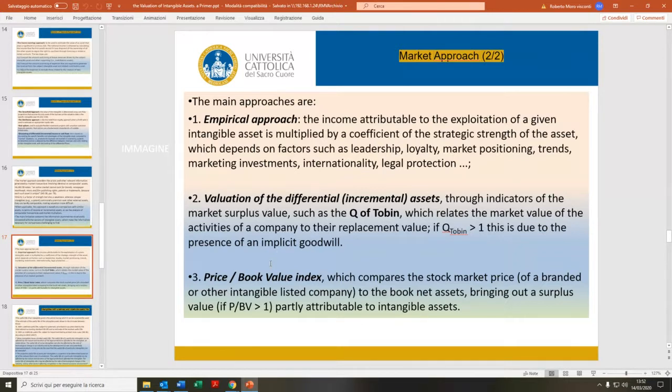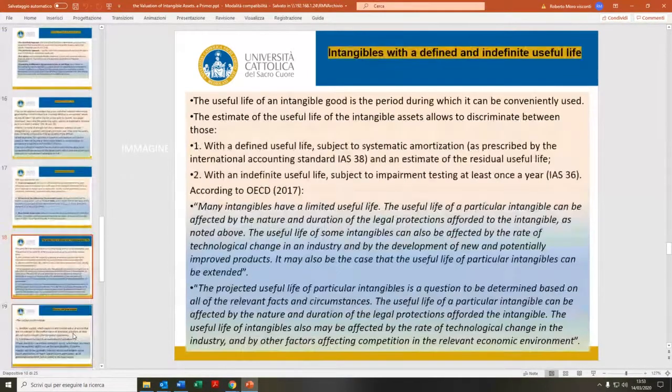So let's say that a company with a patent has a book value of equity of 100, and the market value of equity is again, like in the previous example, 180. So the Tobin Q is 1.8, and this is a good clue to estimate the value of the patent within the company. Again, we also have a similar price book value index that can be used as a market approach.